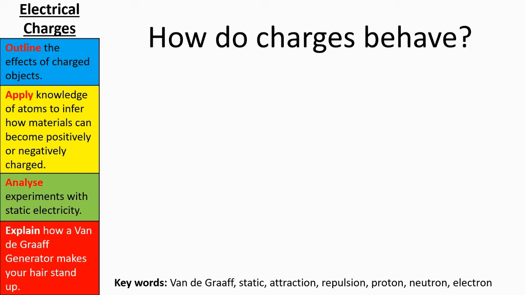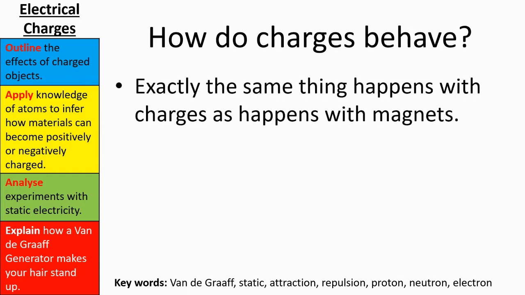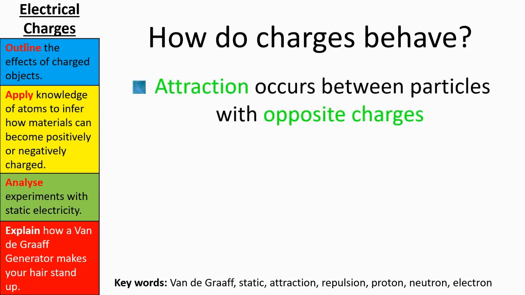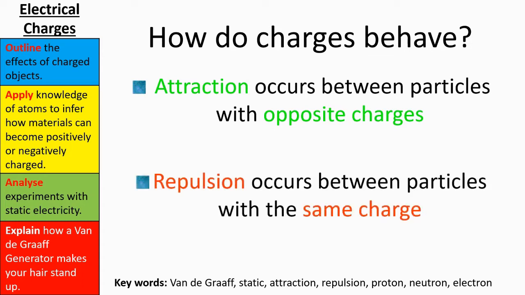How do charges behave? Exactly the same thing happens with charges as happens with magnets in terms of what happens when you hold them close to each other. Remember, a north pole and a north pole of a magnet will repel, and a north and a south will attract. In the same way, a positive and a negative will attract. A positive charge and a positive charge will repel, and a negative charge and a negative charge will repel. Attraction occurs between particles with opposite charges. Repulsion occurs between particles with the same charge.